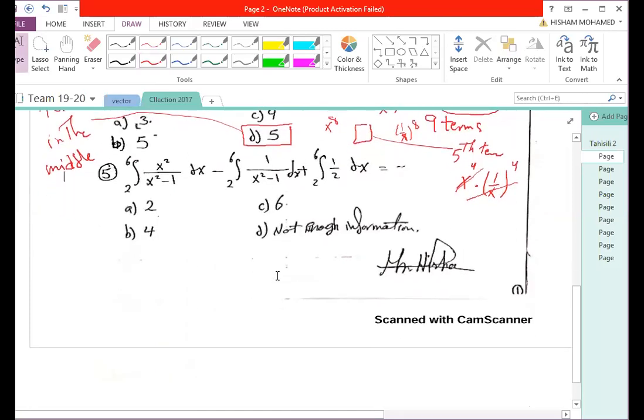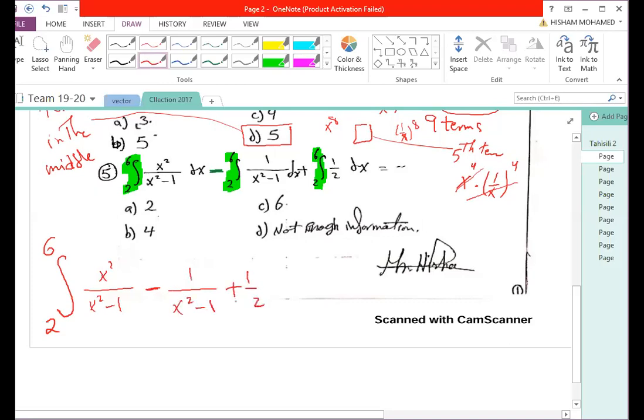Number 5. The integral from 2 to 6 of x squared over x squared minus 1, minus the integral from 2 to 6 of 1 over x squared minus 1, plus the integral from 2 to 6 of half. We can notice that all the integral signs are from 2 to 6. So I can write one integral from 2 to 6. The first function is x squared over x squared minus 1. The second function is 1 over x squared minus 1. The third function is half.